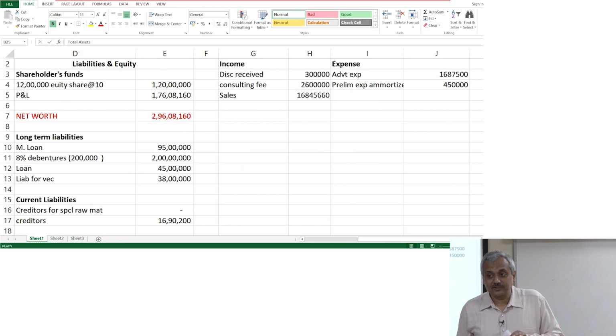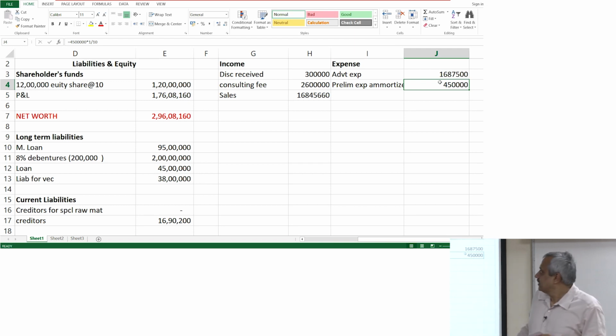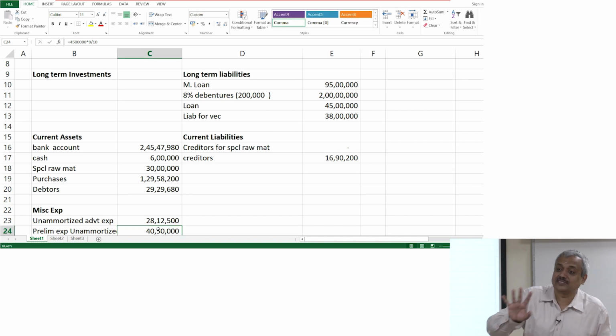Preliminary expenditure, I decide to write it off over a period of 10 years. Only 1/10 of it is this year. At the end of the second year, 80% will still remain. Third year, 70% will still remain, and so on and so forth. So it will figure on the expenditure side. Expenditure pertaining to this particular year. Miscellaneous expenditure, expenditure and losses, what is still unamortized.